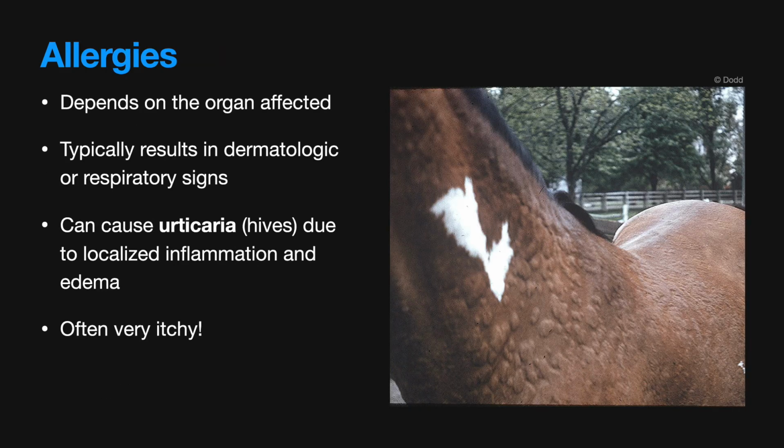Allergies are also a hallmark example of immediate hypersensitivity. The exact presentation depends on the organ affected, but allergies typically result in dermatologic or respiratory signs. For example, skin reactions that can occur with allergies include urticaria or hives, which is due to localized inflammation and edema from the type 1 hypersensitivity reaction.